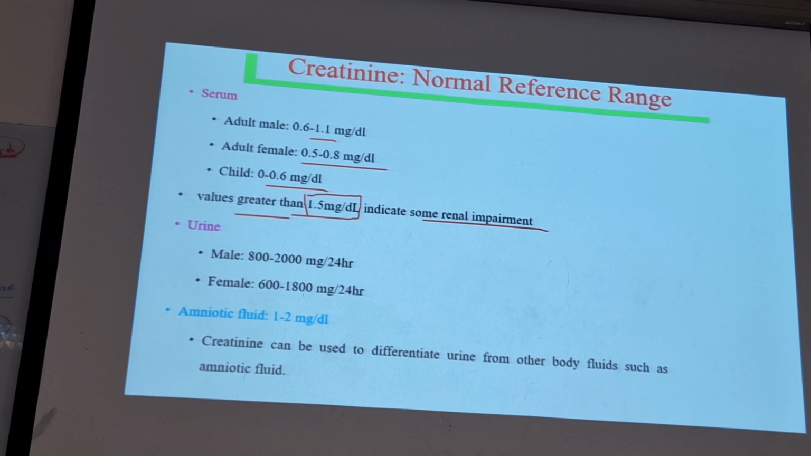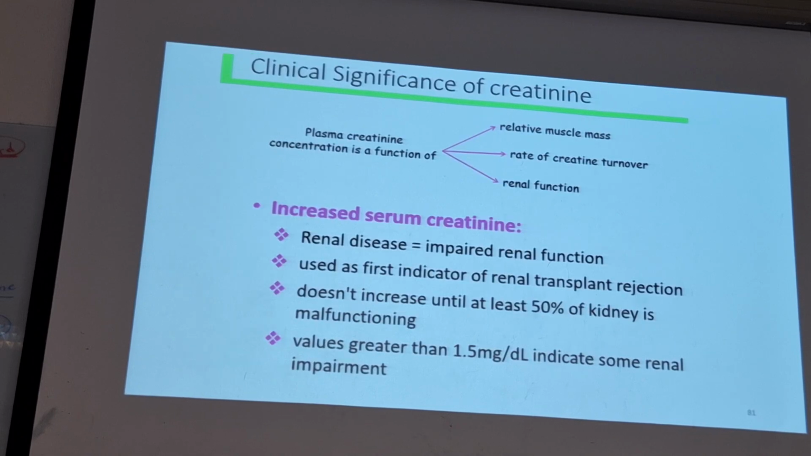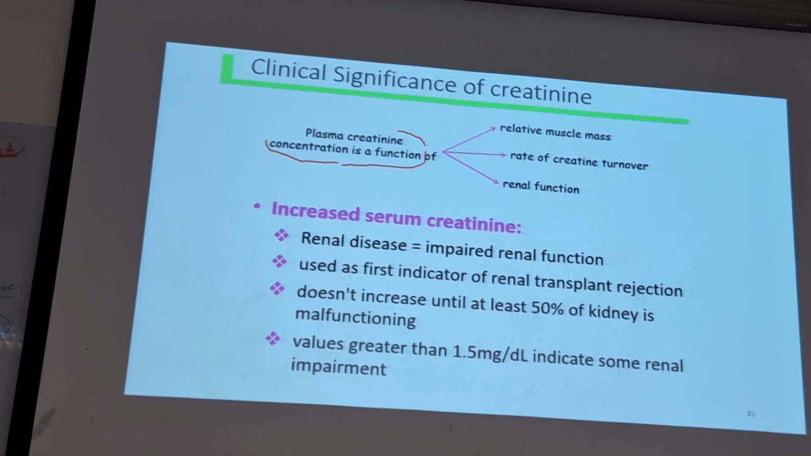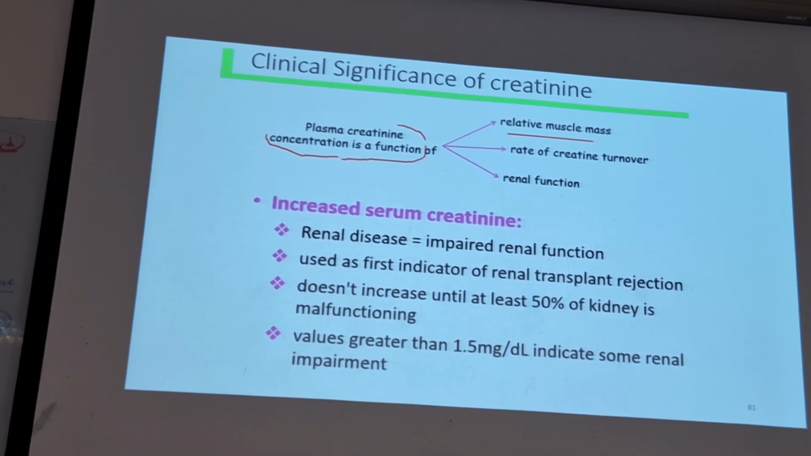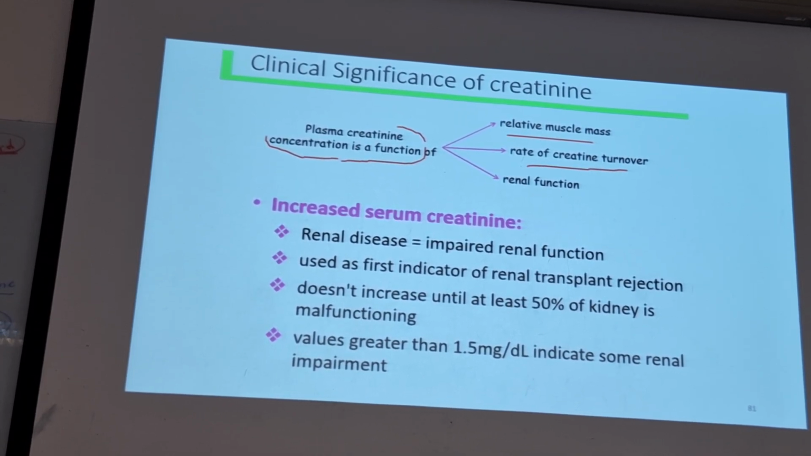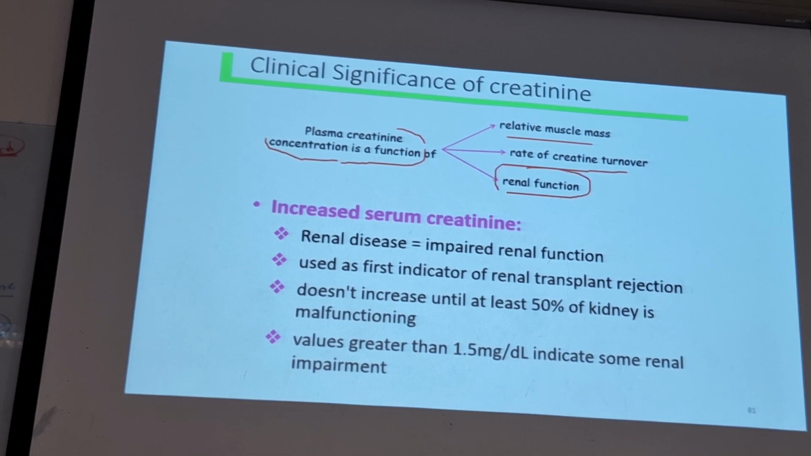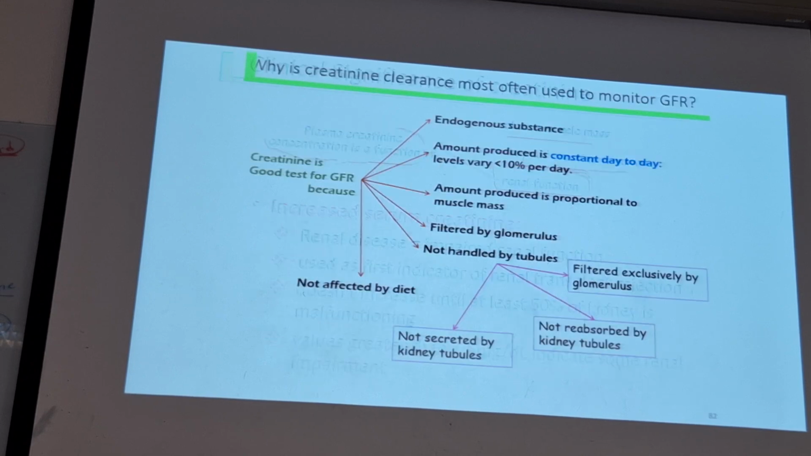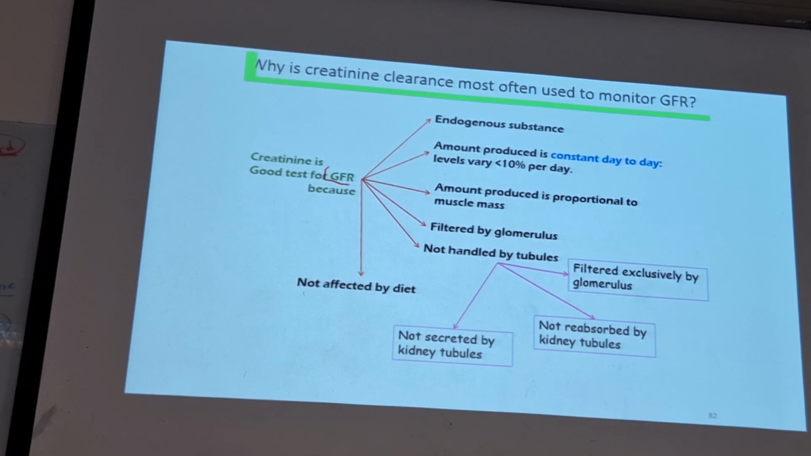So the evaluation of creatinine is very important. The concentration of creatinine, in addition to liver function, is related to muscle mass, creatine turnover, and mostly to renal function. It is the most important factor for evaluation of renal function, and we can calculate GFR based on the creatinine concentration.